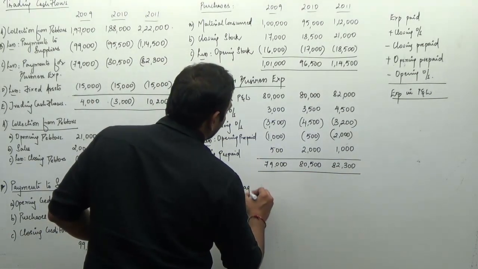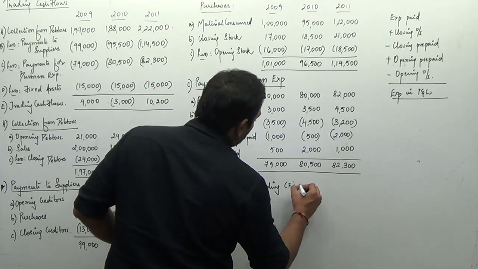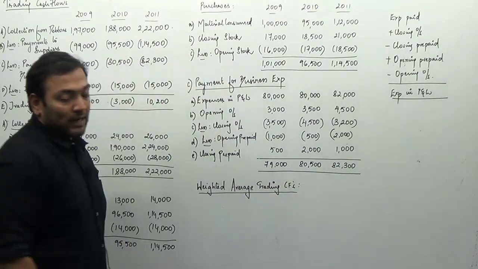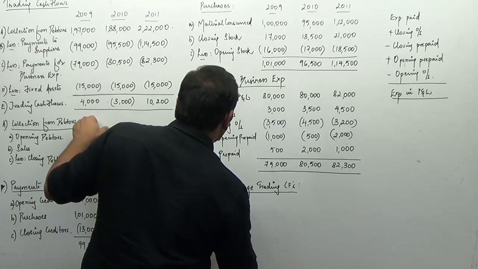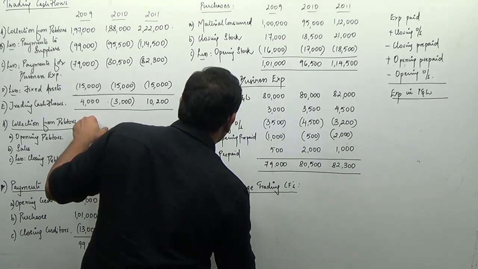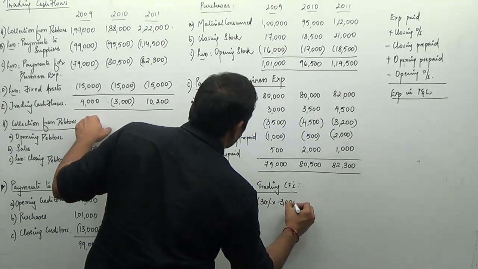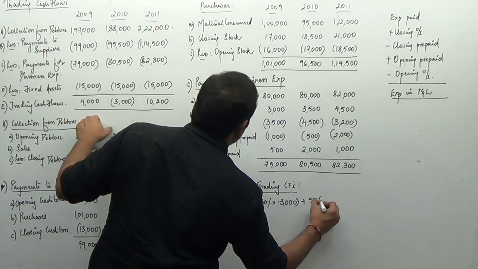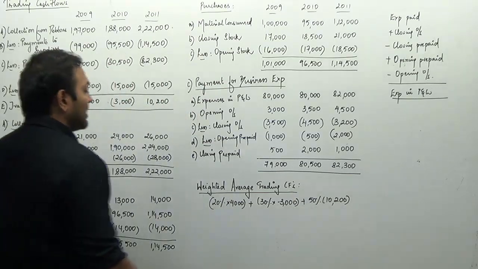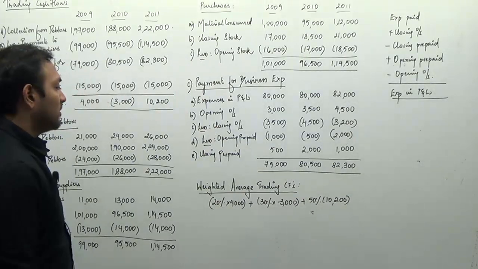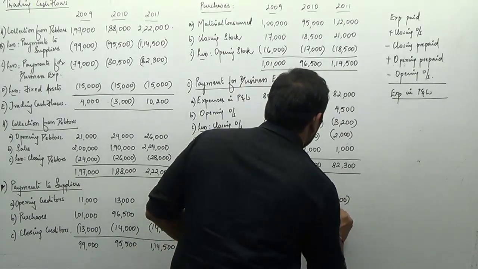Weighted average trading cash flows. 20%, 30% and 50%. 20% of 4000. 30% of minus 3000. And finally, 50% of 10,200, last year's cash flow. And my average trading cash flow is 4400.